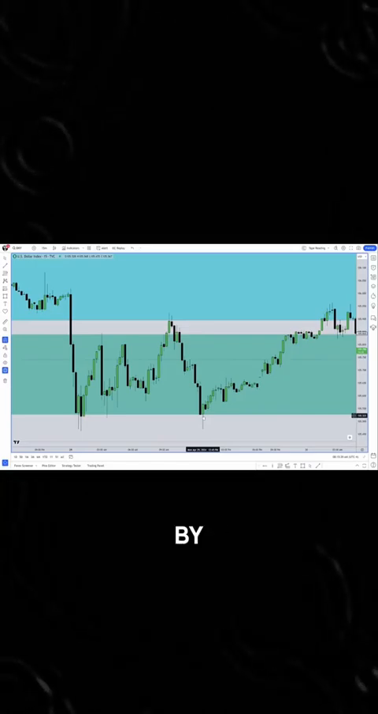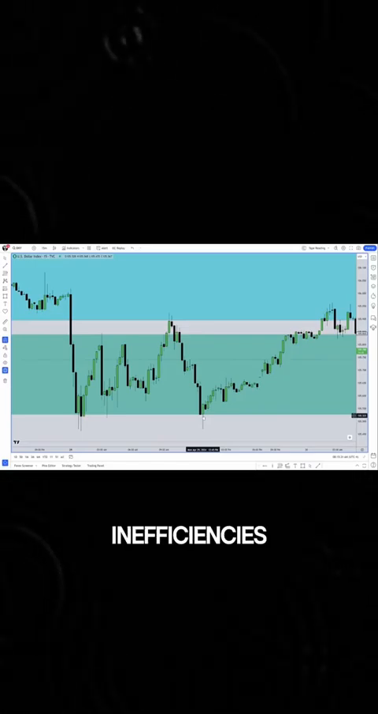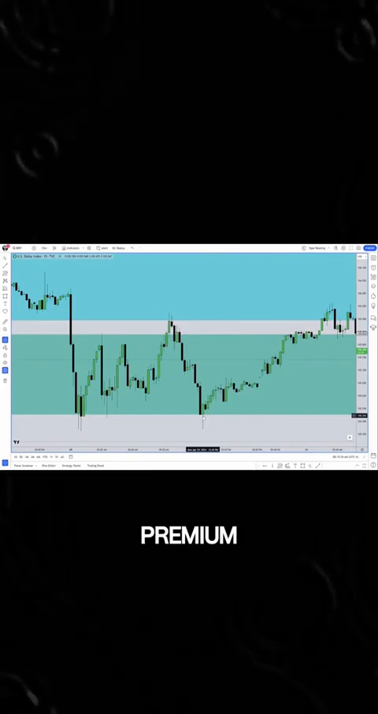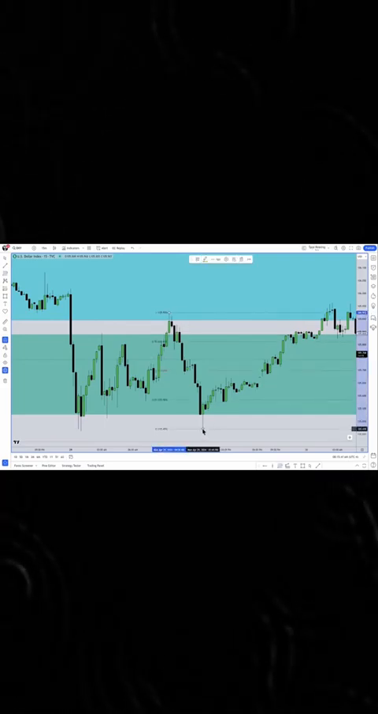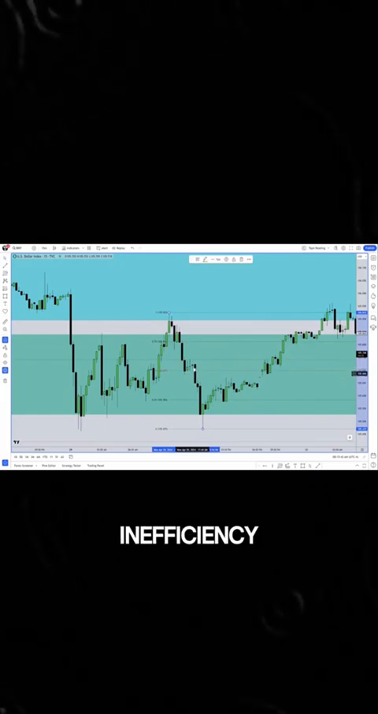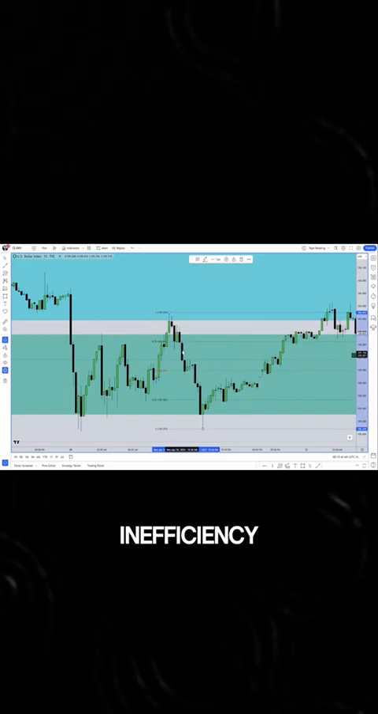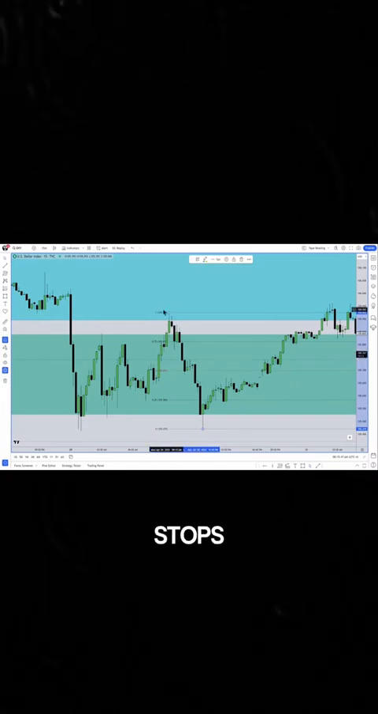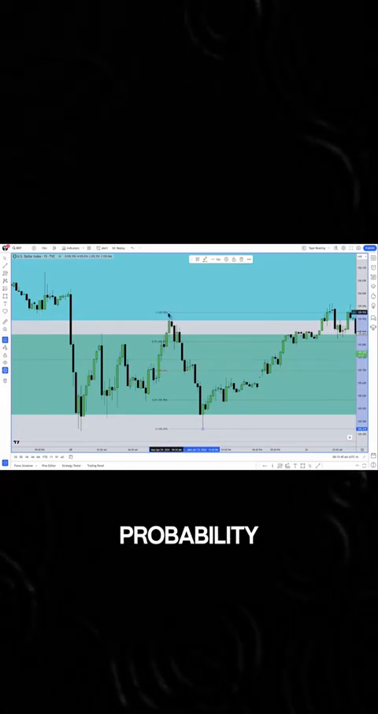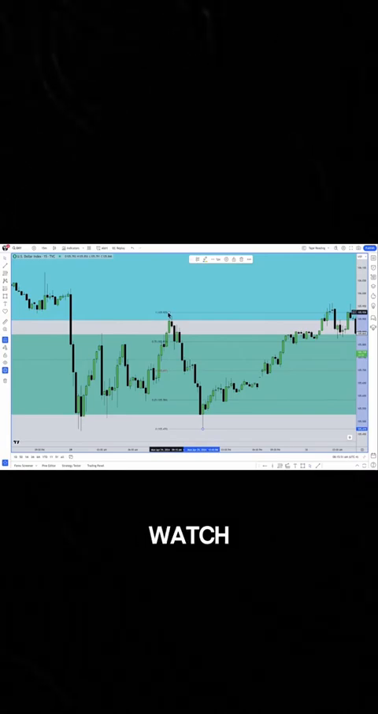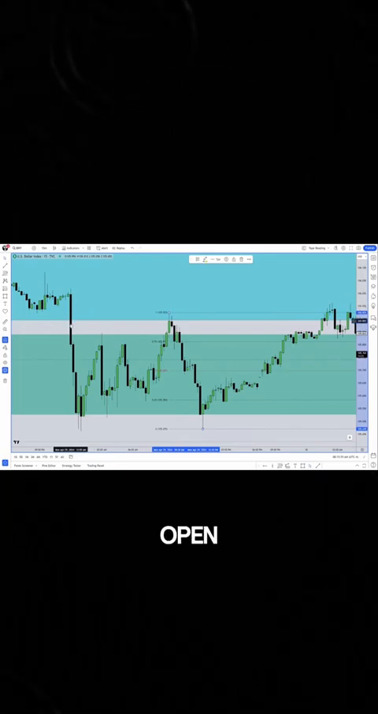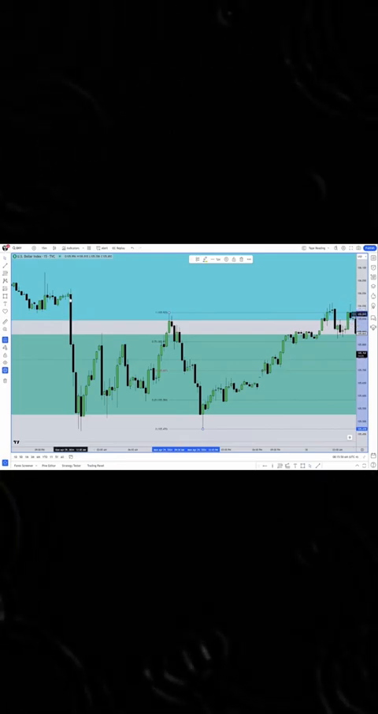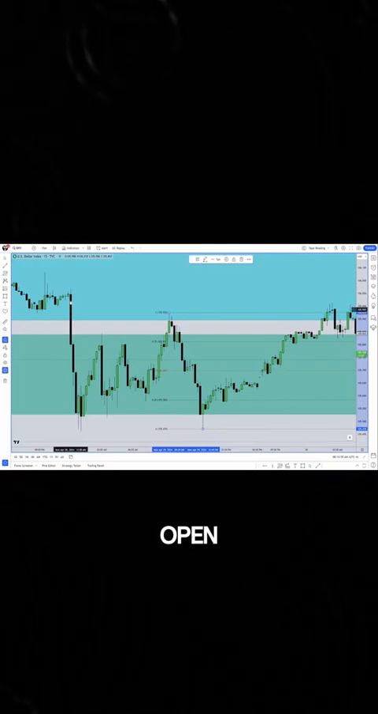Where is buy side? Where are the inefficiencies in terms of a premium? We have this high to that low. Right away we have this inefficiency, this inefficiency, this inefficiency, and then the buy stops resting above here, and that's a high probability draw on liquidity because, watch, over here we have this. All of this is open. All of that right there is open.